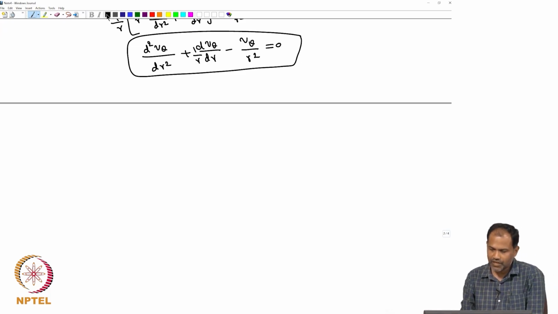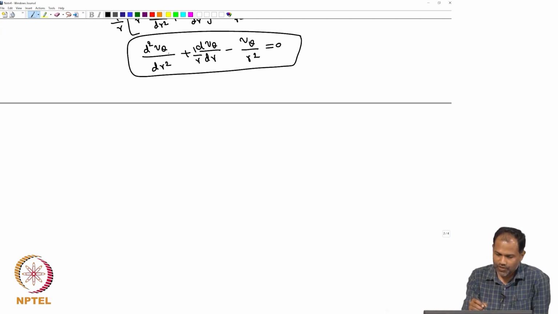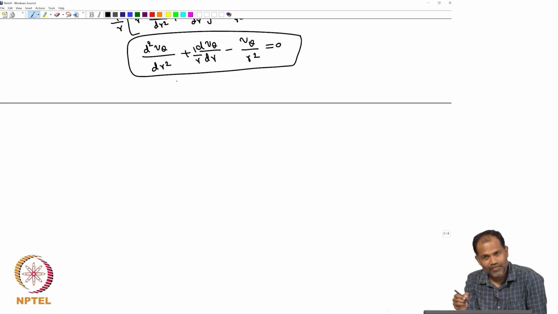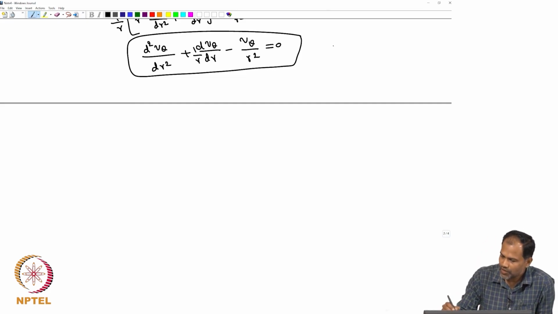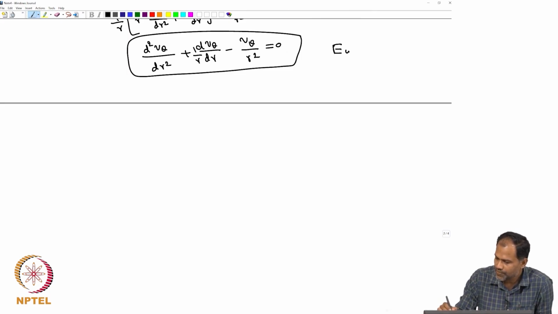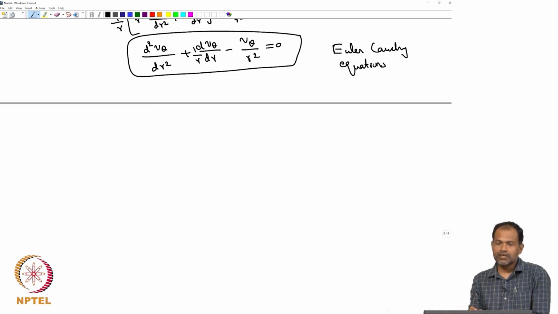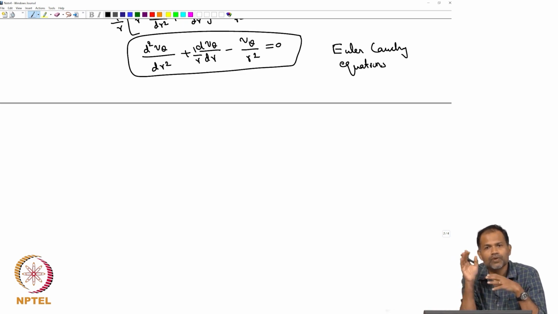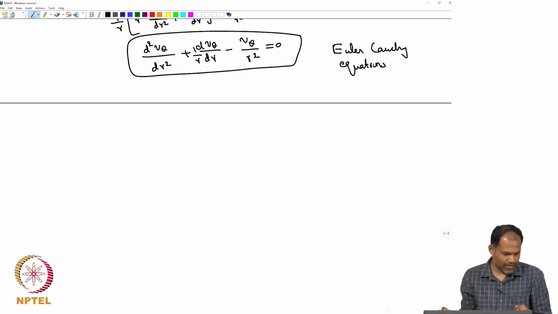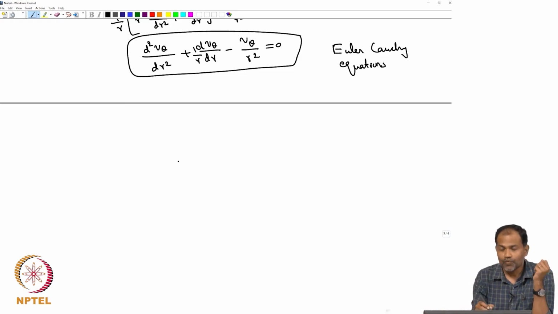Now, these kinds of differential equations, d square y by dx square plus 1 by x dy by dx minus y by x square is equal to 0, are called Euler-Cauchy equations. And they admit a solution of a power law. For example, here the solutions that these equations will have will be something like r to the power of m. So, we can actually try to find out what that would be.